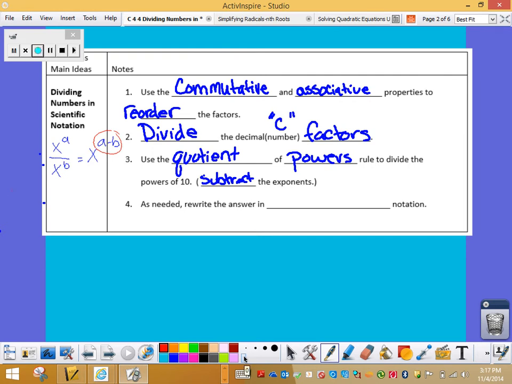Okay, and that last blank. As needed, rewrite the answer in blank notation. Scientific notation. Okay, we should just be finishing up there. And when you're done, turn to page 13 in your notes.